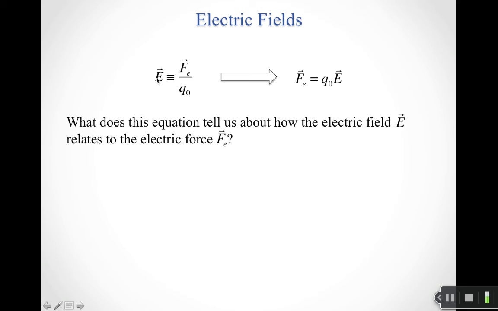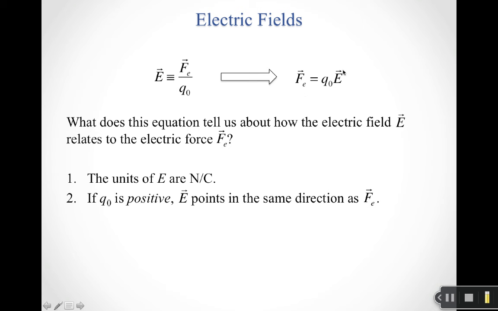So there's two ways that we can look at this equation. One is the way that we've defined it in terms of the electric field, and the other is just rearranging it so that now we have the electric force is equal to our test charge times the electric field. And in either of these two versions, let's think about what this equation tells us about how these two concepts relate, the electric field and the electric force. For starters, we can use this equation to think very simply about units. Force has units of newtons, charge has units of coulombs, so the units for the electric field, one way to write them, is just newtons per coulomb.